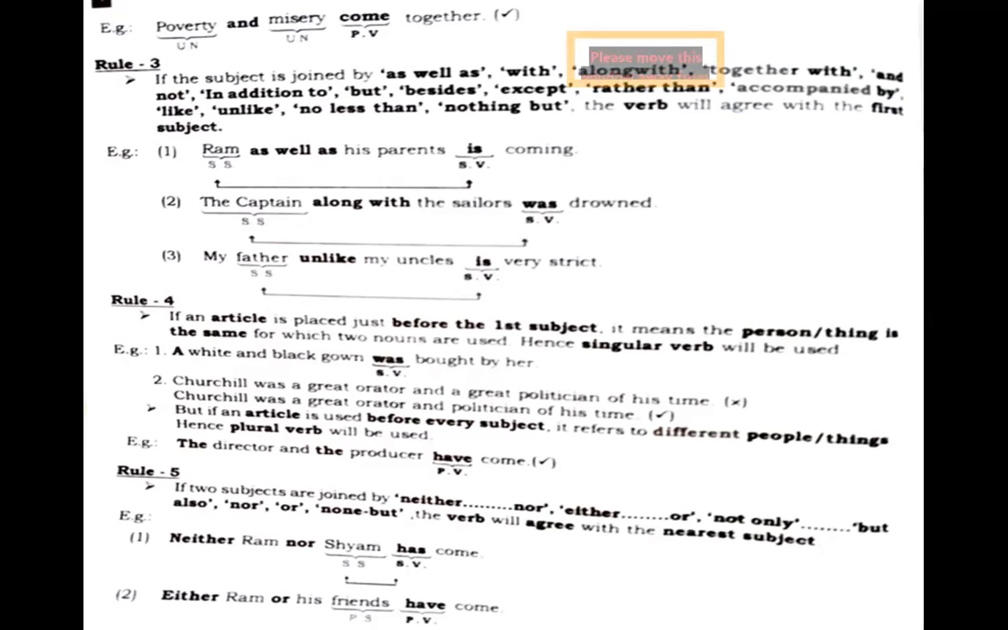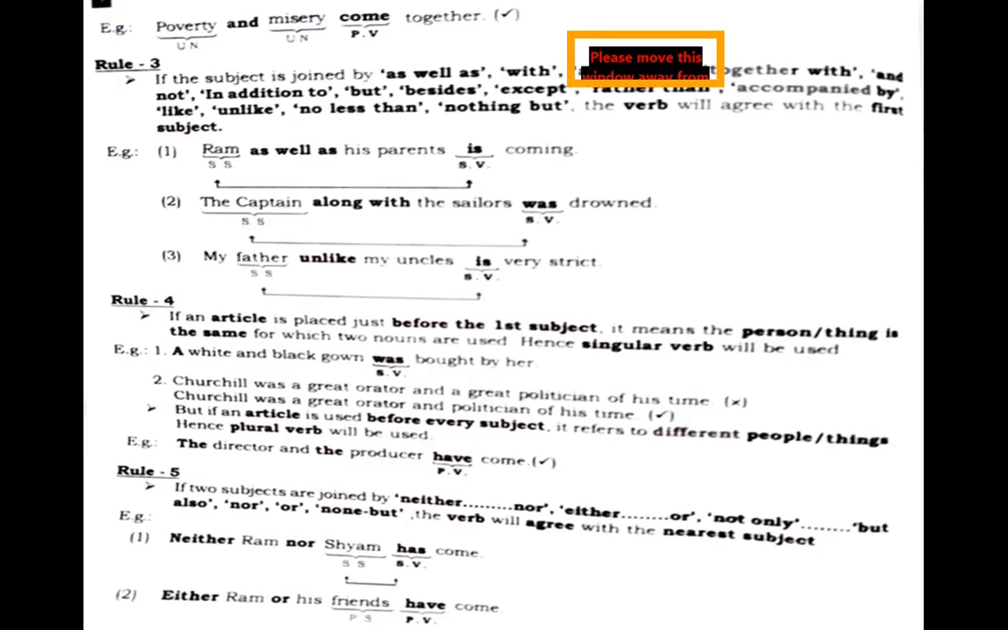You see, Ram as well as his parents. Ram is the singular subject here, and this is the first subject in the sentence. So the verb used in the sentence will go according to the first subject. Ram as well as his parents is coming. The captain, along with the sailors, was drowned. So what we get here: the captain is the first subject in the sentence. So we're going to use the verb that is according to the captain.